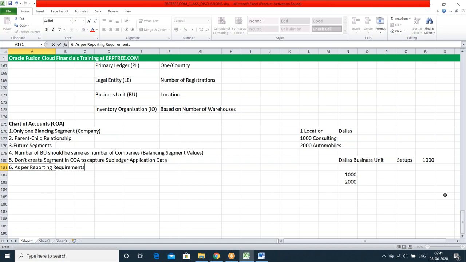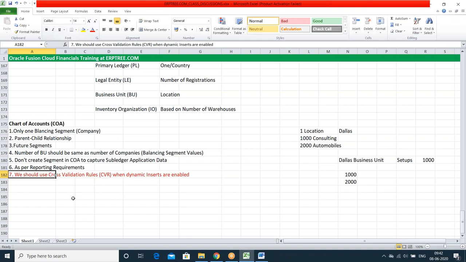And I'll give you one more point. You don't need to try to understand this now; you can understand it when you are working on the GL application, but as a point, let me address it here. Seventh point: we should use cross validation rules, CVR, when dynamic inserts are enabled. This concept you'll understand when you are working on GL. For now, please don't consider this point, but make a note.